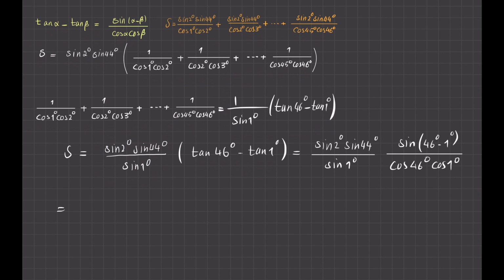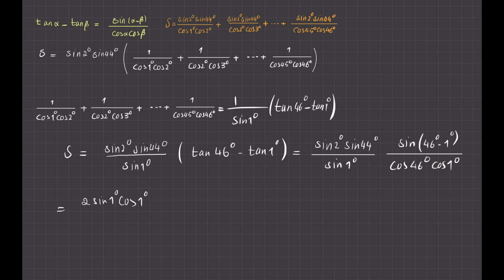Here, instead of sine 2 degrees, I can use the double angle formula to write it as 2 sine 1 degree cosine 1 degree. It is very helpful because sine 1 degree and cosine 1 degree coming from here will cancel out these two. So let me write them, and I will simplify them later. So I would write 2 sine 1 degree cosine 1 degree instead of sine 2 degrees.